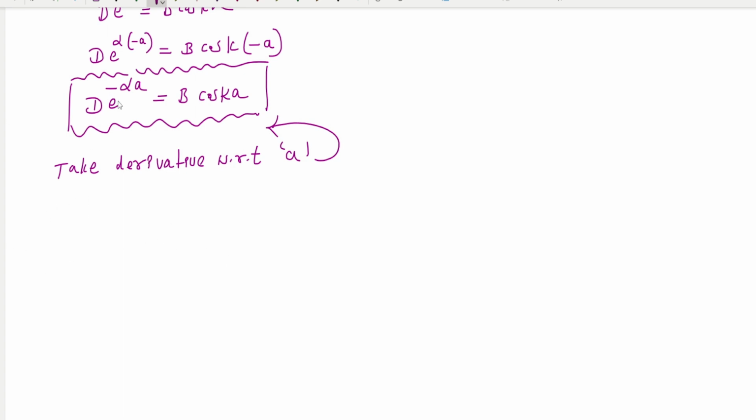What will we get here? E power minus alpha a, and the remaining thing is minus alpha, since alpha is there. So minus alpha d e power minus alpha a equal to this one. B is constant, cos ka. With respect to a, k is there. So here I got the cos differentiation, minus sin ka. So minus k b, the differentiation of cos, minus sin ka.